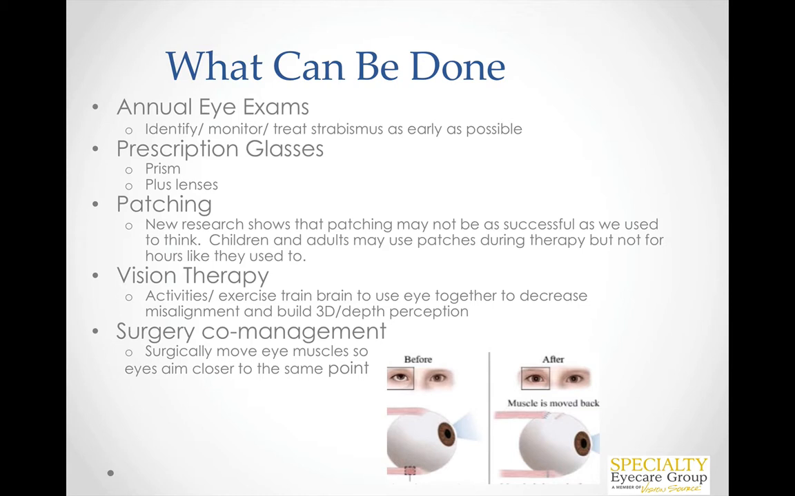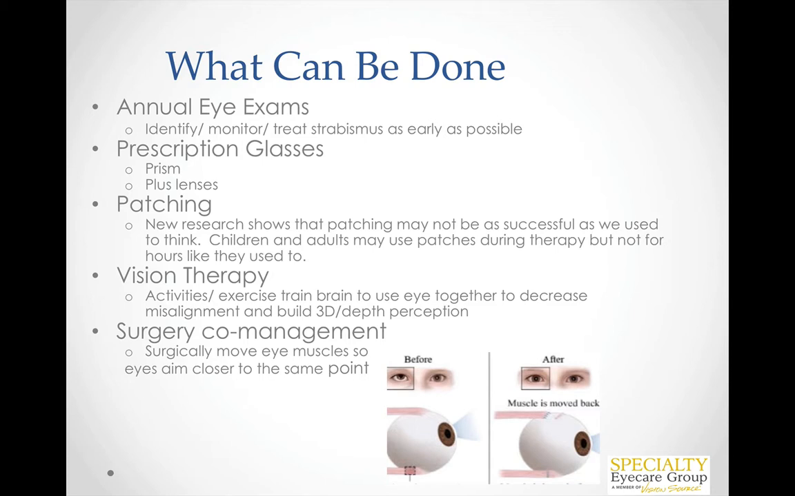Prescription glasses may be needed with some prescription to help the brain use that eye. Prism can also be used to move where the target is that the patient's looking at, to decrease the amount of the eye turning. We sometimes use patching, but we are using that less often because there are other options. We use our vision therapy clinic to treat strabismus for any age. We see infants to adults, and we can train the brain to use the eyes, decrease the amount of the eye turn, and build 3D.